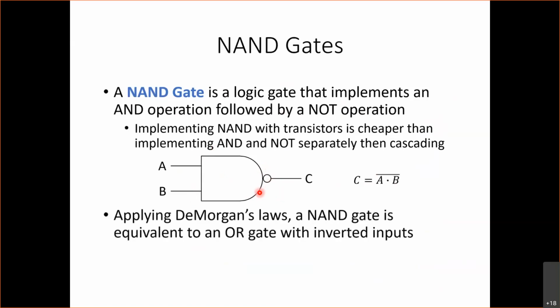Okay, and if we apply De Morgan's law to NAND, we get something like this. Not (A and B) is equivalent to (not A) or (not B). So this gate here at the bottom, we have an OR gate and we have the inputs to the OR gate inverted. This is also a NAND gate. So there are two different ways to draw a NAND gate. One of them is an AND gate with an inverted output. Another one is an OR gate with inverted inputs. Now let's see why.